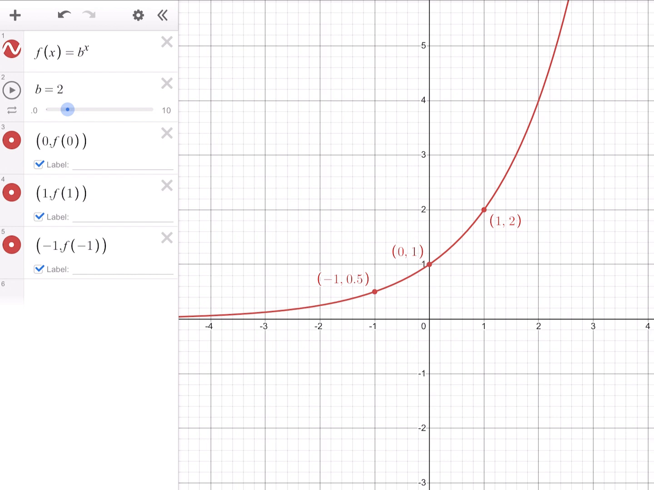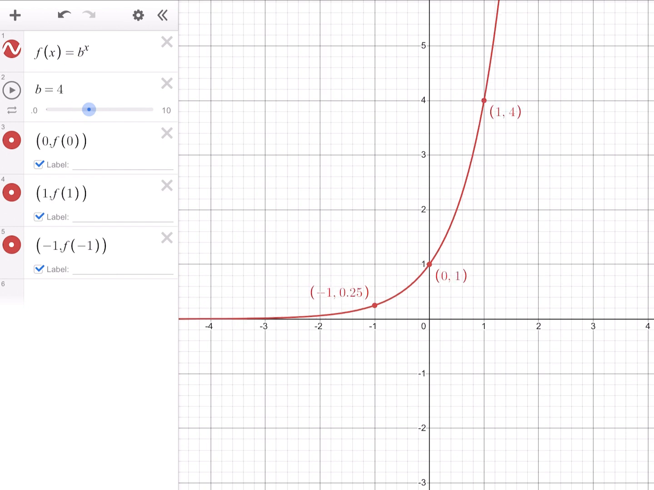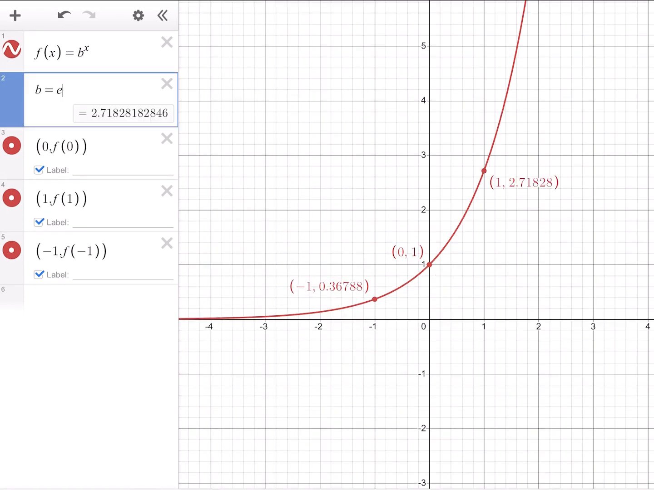If we increase the base to 3, notice these key points. The one on the left is negative 1, comma 1/3. We're seeing a decimal version of that. 0, 1, and then 1, 3. And we have an even faster growing exponential curve. Increase the base to 4. The 3 points are negative 1, 1/4, 0, 1, and 1, 4. One important base is the base e, Euler's constant, about 2.718. The 3 points you're seeing here are negative 1, comma 1 over e, 0, 1, and 1, comma e.